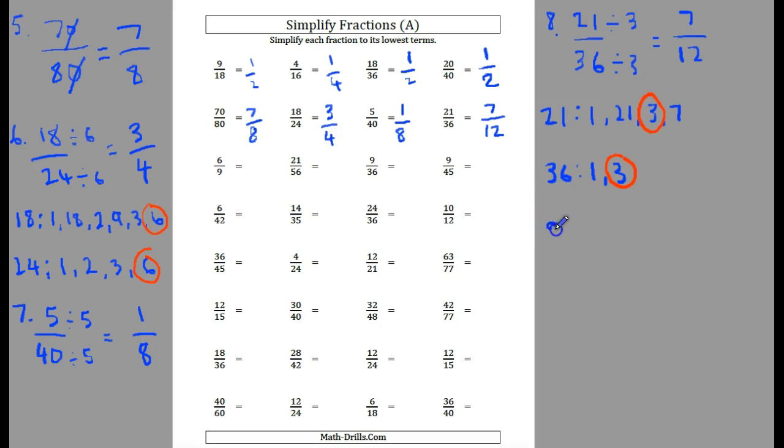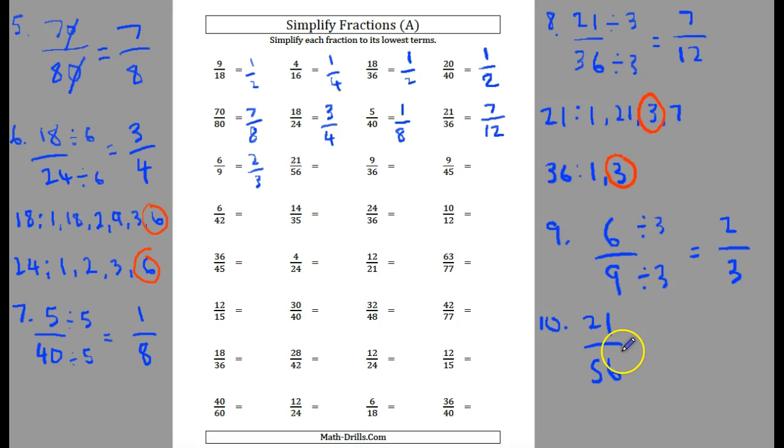All right, so moving on to question 9, which is 6 over 9. The highest common factor is 3, so divide the numerator and the denominator by 3. 6 divided by 3 is 2, 9 divided by 3 is 3. So we have 2/3. All right, question 10, 21 over 56.